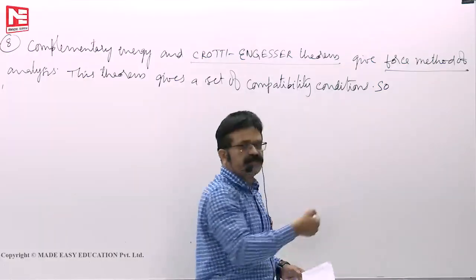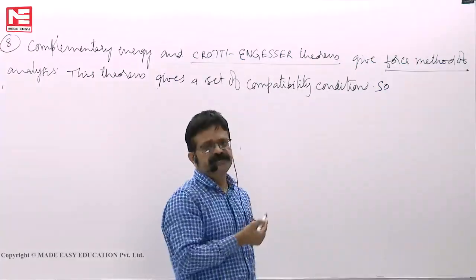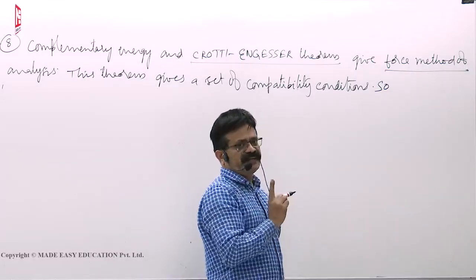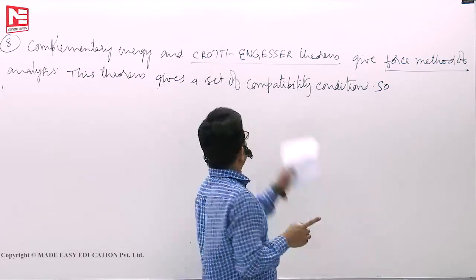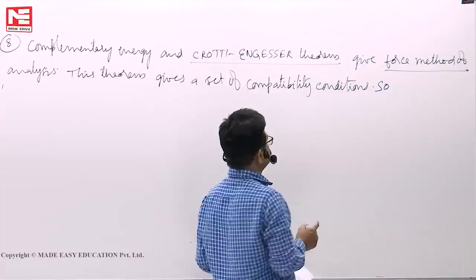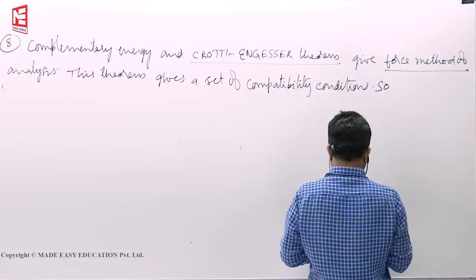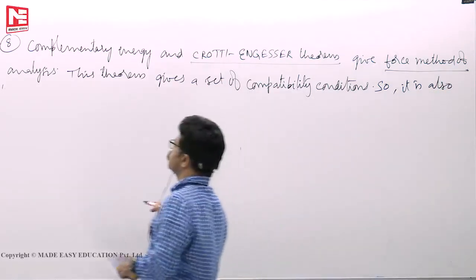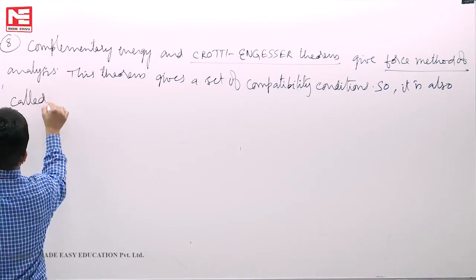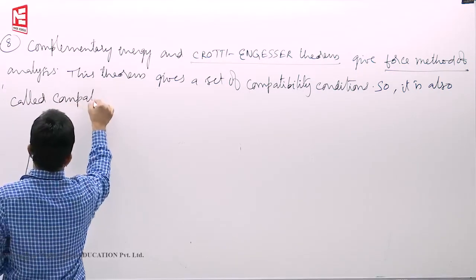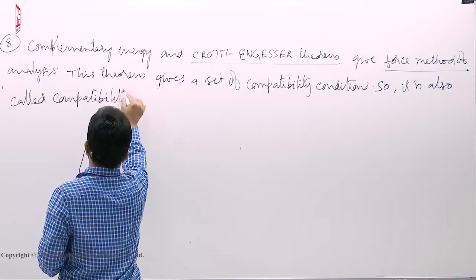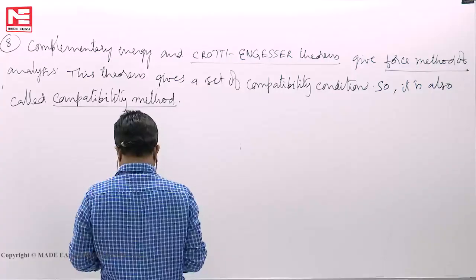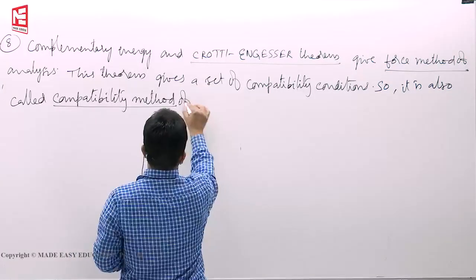How to get that set of compatibility conditions, in the flexibility matrix method we will see, because the flexibility matrix method is applied to linear elastic structures. If it is non-linear, you will use the Engesar theorem. So, it is also called compatibility method because you are getting a set of compatibility conditions. Compatibility method of analysis.